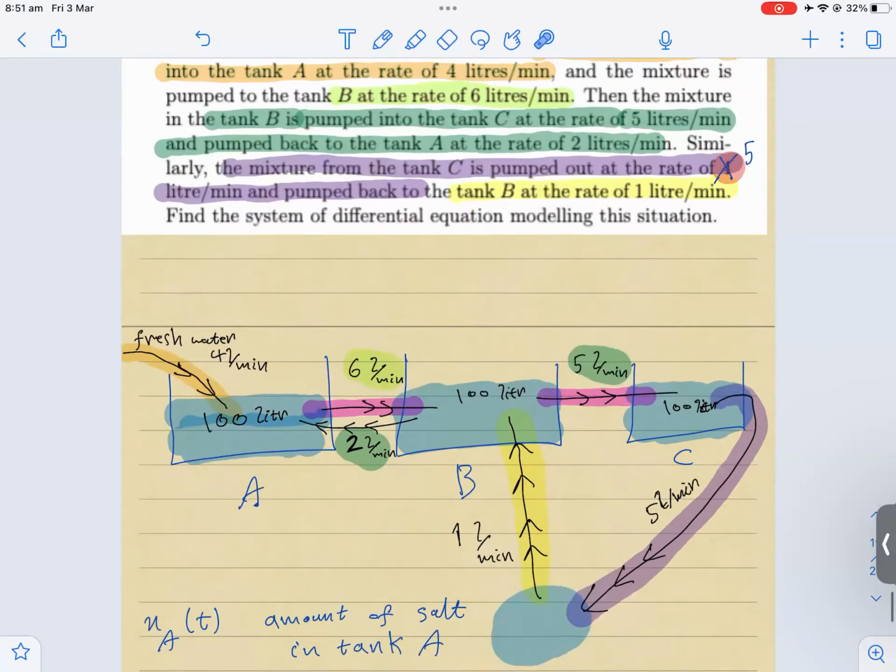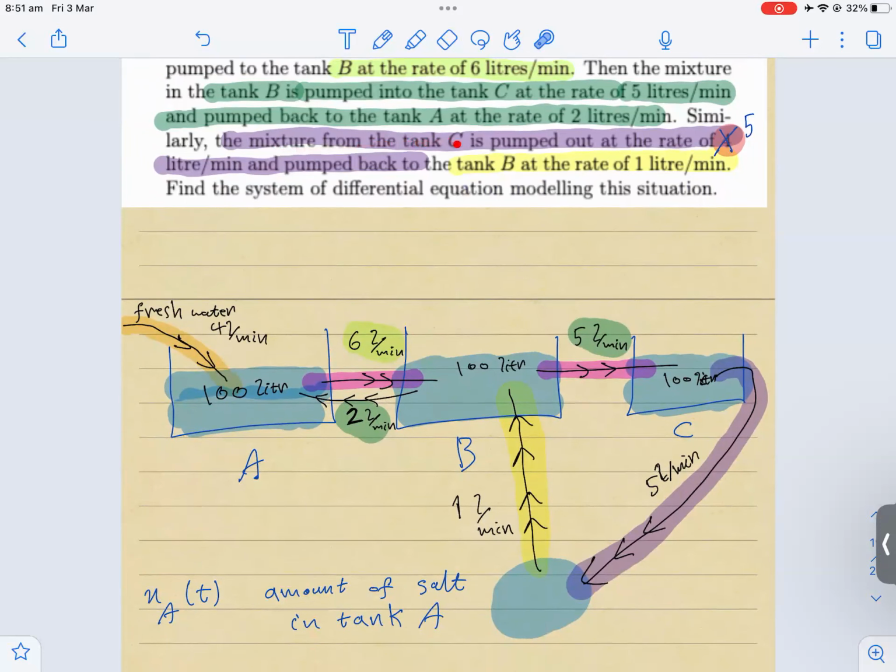And the last one, mixture from tank C is pumped out at the rate of 5, not 4. 4 is written, but 4 is a mistake there. Okay, 5. It's going outside and then it's coming back at a lower rate, 1 liter per minute, going back to tank B.